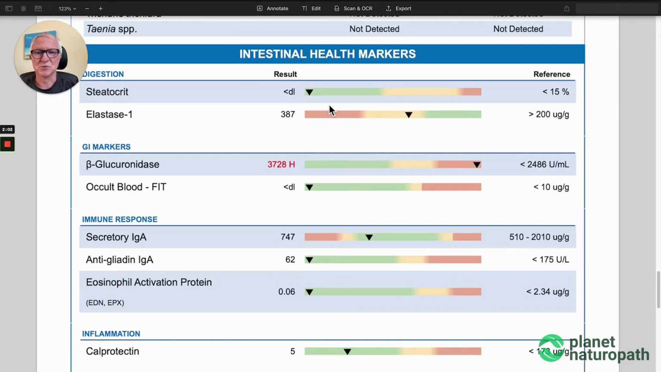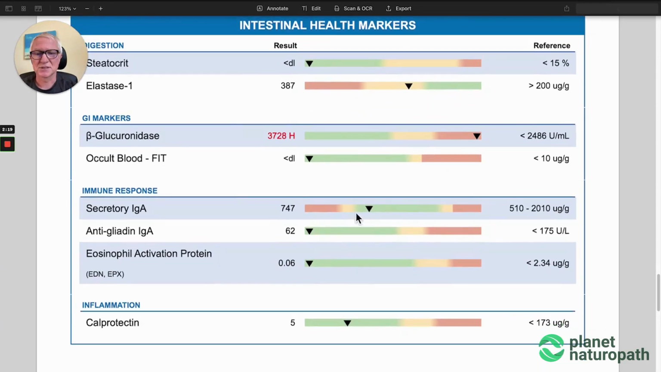Steatocrit is the fat in the stool. That's good. The elastase levels are a little bit low. That's the pancreatic enzymes. But beta-glucuronidase is high. So that's a detoxification marker. It's important for detoxification of hormones, and a lot of people can be estrogen dominant because of high levels here. And everything else is okay.